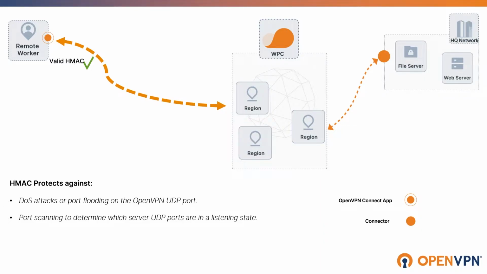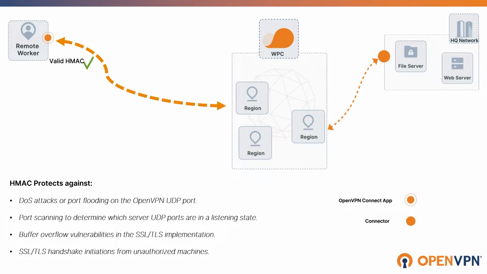It protects against port scanning to determine which server UDP ports are in a listening state. It protects against buffer overflow vulnerabilities in the SSL and TLS implementation. And it protects against SSL/TLS handshake initiation from unauthorized machines. A network cannot be attacked or targeted if it cannot be discovered.